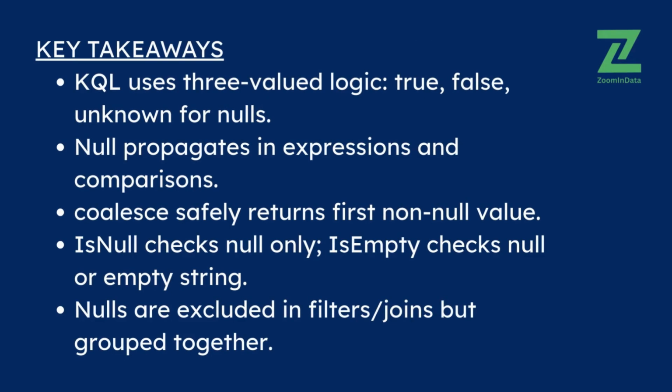To wrap up, KQL uses three-valued logic: true, false, unknown for nulls. Null propagates in expressions and comparisons. Coalesce safely returns the first non-null value. Is null checks null only. Is empty checks null or empty string. Nulls are excluded in filters and joins but grouped together. Master these rules, and your queries become more correct, safer, and easier to debug.